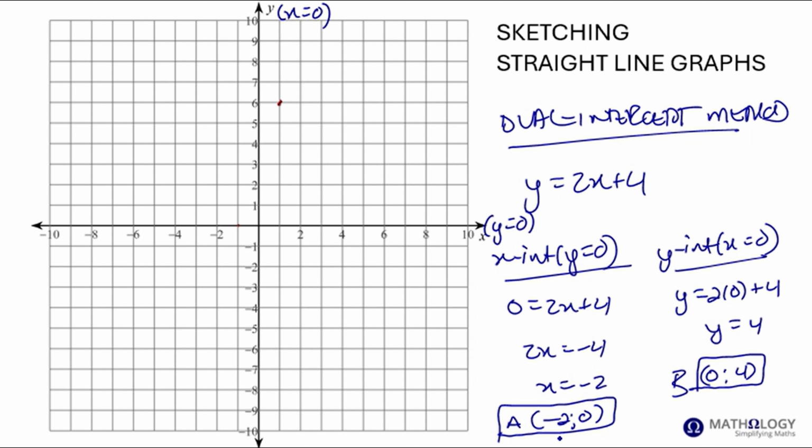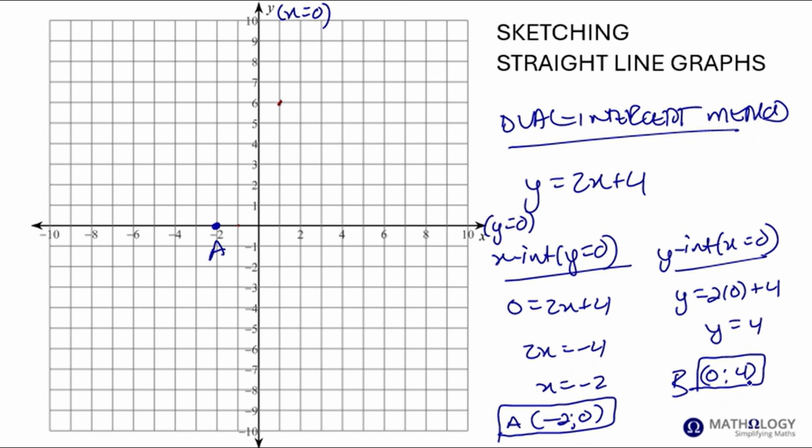So now we're going to plot these points, minus 2, 0. So minus 2 is your x-coordinate. There's minus 2. And the y-coordinate is 0, which means we are on the x-axis. So this is our point A. The y-intercept is the point 0, 4.